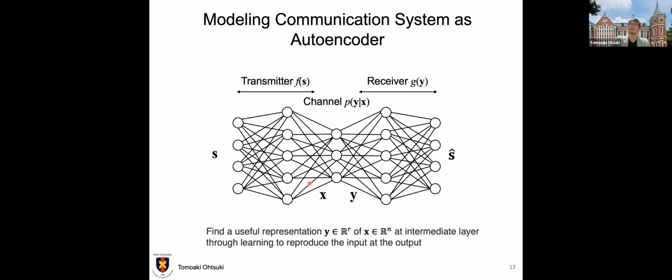First, I will pick the autoencoder: how to apply the autoencoder to a communication system. Here, we model the communication system as an autoencoder like this one. This is the encoder part, and this is the decoder part. Usually, with an autoencoder, we can find a useful representation of X at an intermediate layer, so we can use it, for example, as a feature selection method. We can model the transmitter like this, and also the receiver, and the intermediate part as the channel.